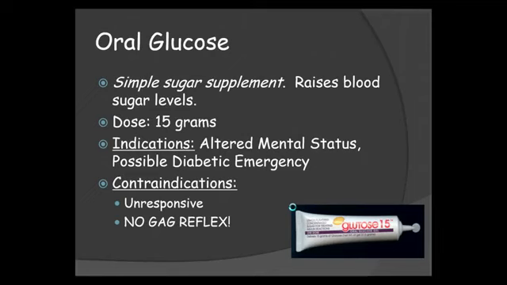Contraindications for oral glucose are an unresponsive patient and no gag reflex. If your patient doesn't have a gag reflex, they stand the chance of aspiration, which could in turn lead to cardiac arrest. Be very careful.